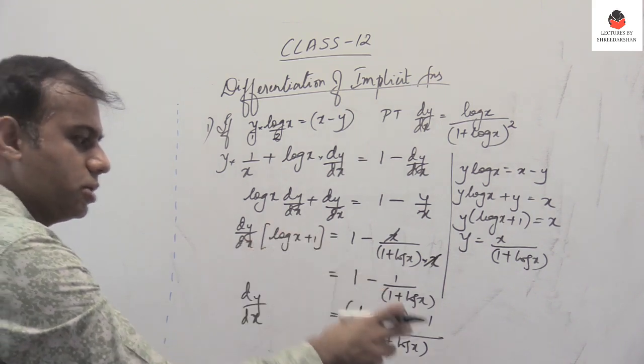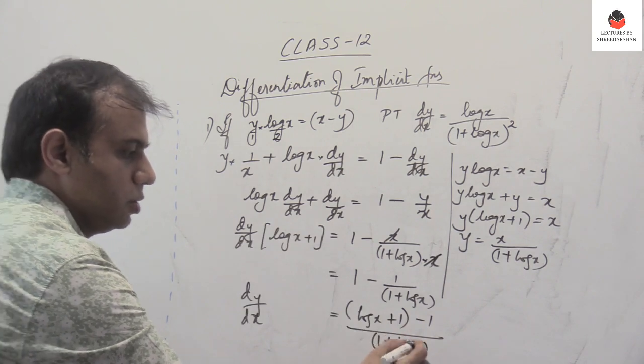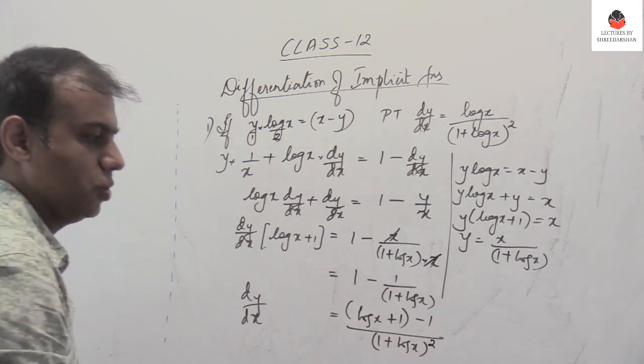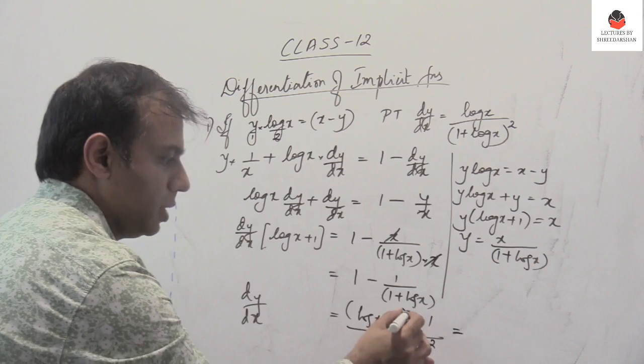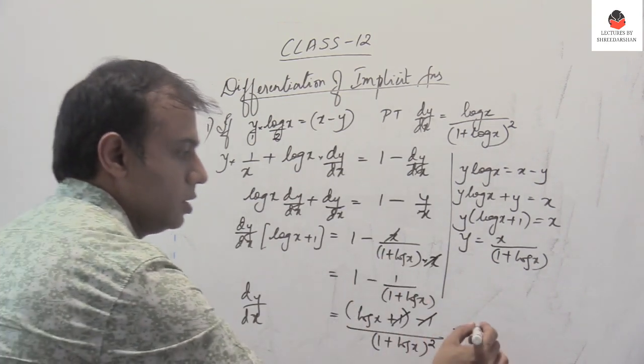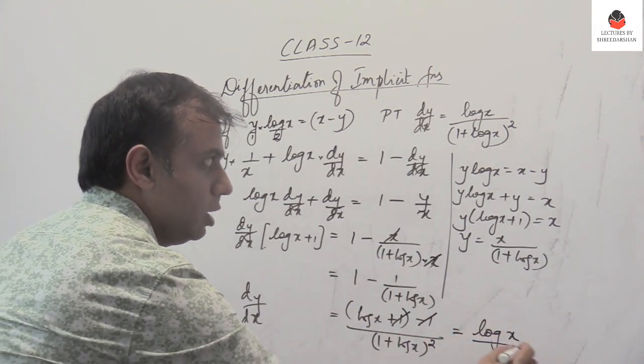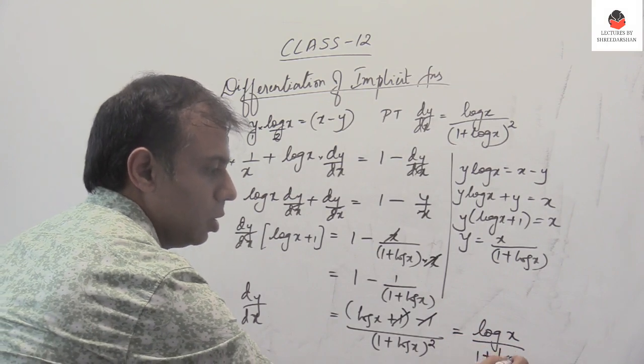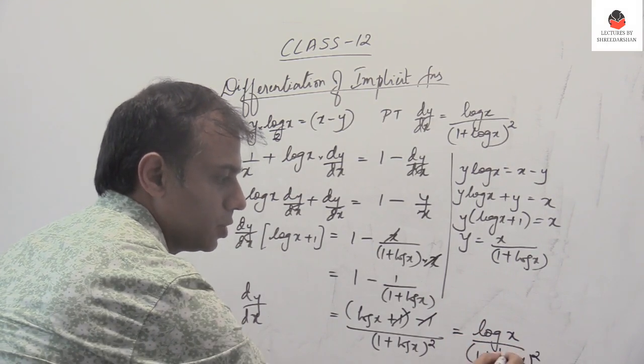So this 1 plus log x will go to the denominator. So therefore it becomes 1 plus log x whole square. So now what happens? Plus 1 minus 1 will get cancelled. So you are left with log x divided by 1 plus log x the whole square. So this is the answer.